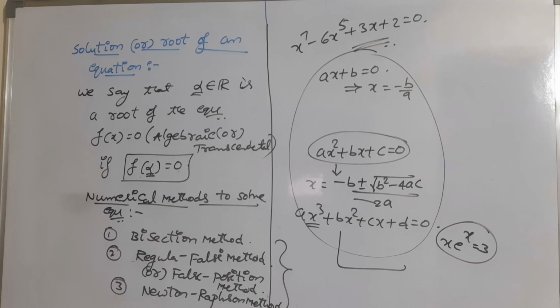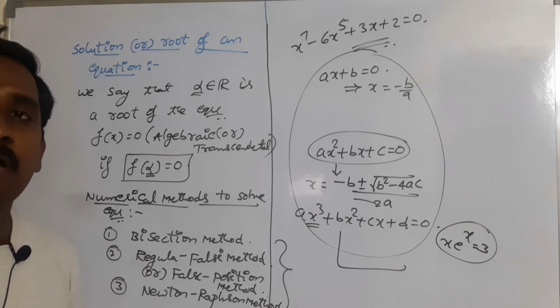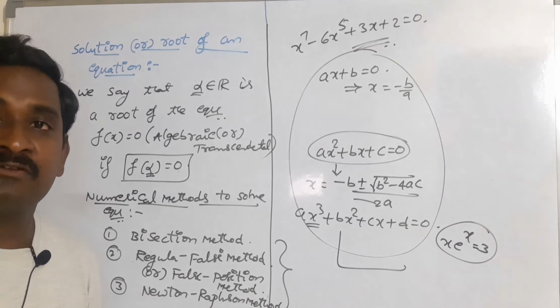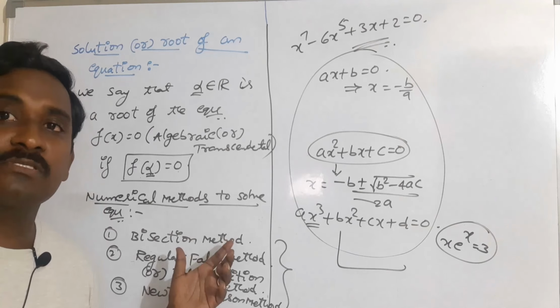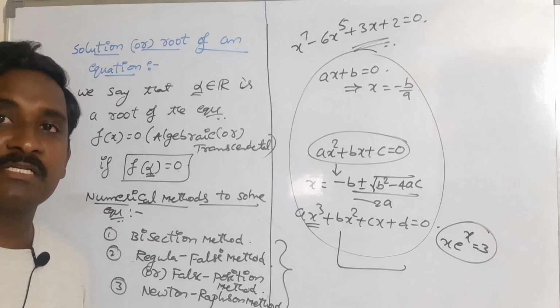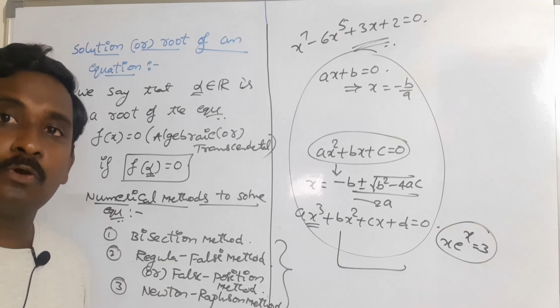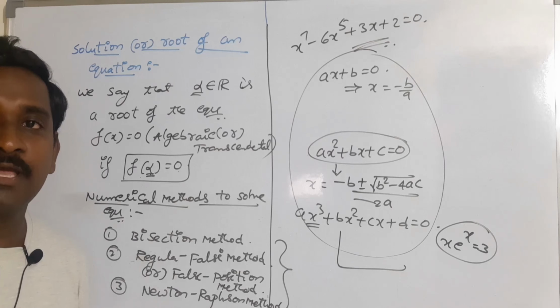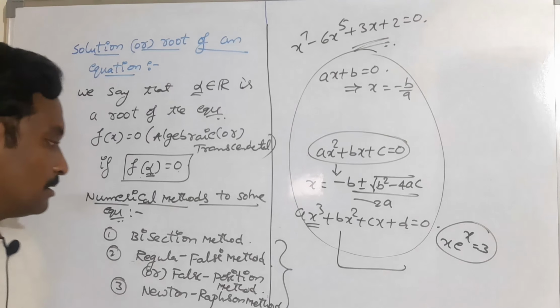Actually, analytic methods are very difficult for finding the roots of higher degree algebraic equations and transcendental equations. That's why we use numerical methods. These numerical methods are very useful. Maybe in our core subjects also we can use these numerical methods. Tomorrow onwards I will start the bisection method.